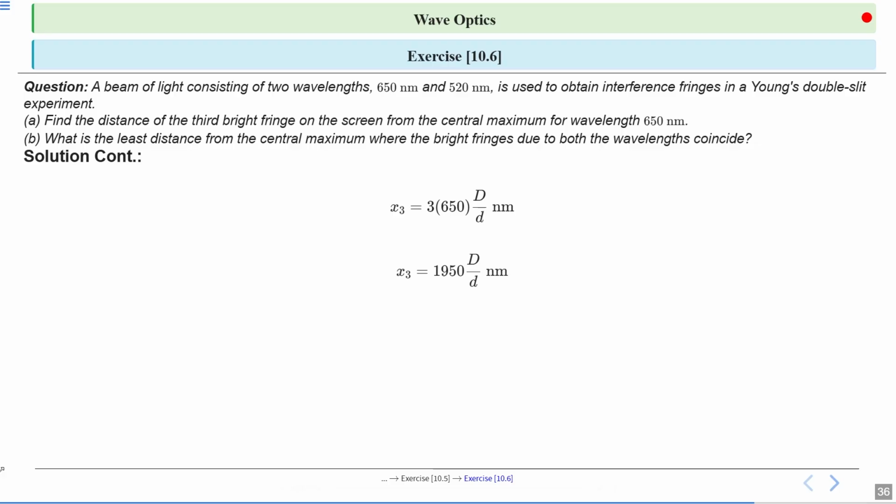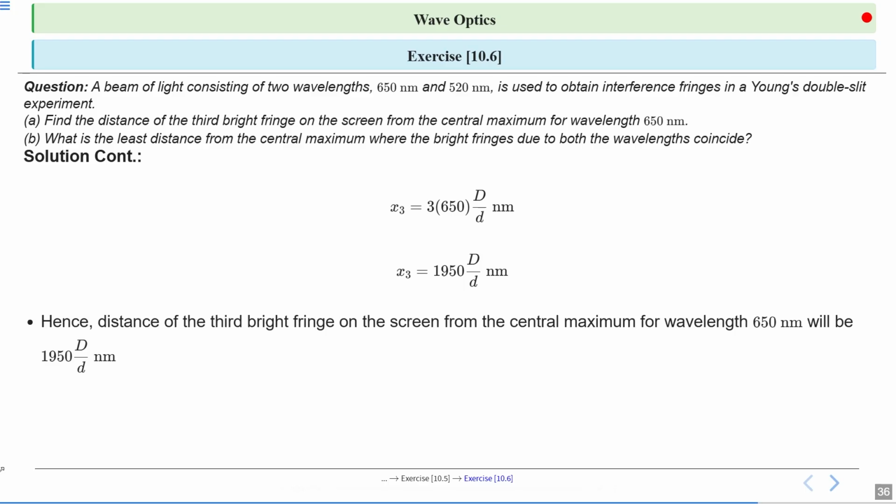Now let's simplify the calculation by multiplying. By multiplying 3 into 650, we get x3 equal to 1950 capital D upon small d nanometer. This gives us the distance of the third bright fringe from the central maximum for the 650 nanometer wavelength. So hence the third bright fringe for 650 nanometer wavelength is located at 1950 capital D upon small d nanometer from the central maximum. This shows us how the wavelength and fringe number affect the position of bright fringes in the interference pattern.